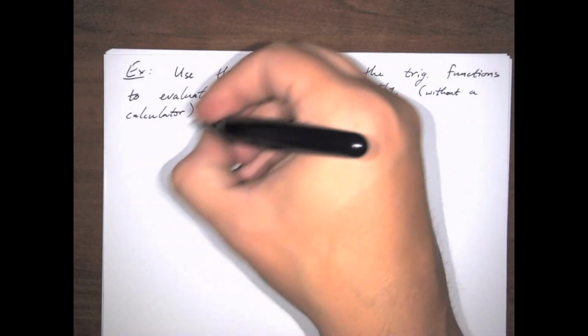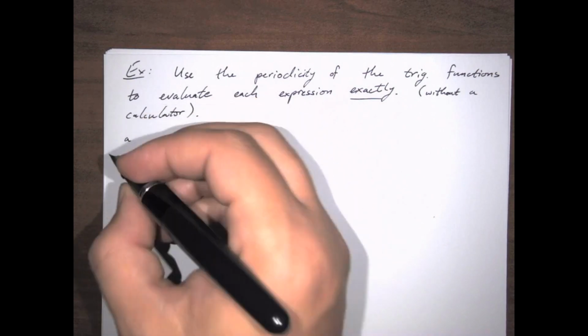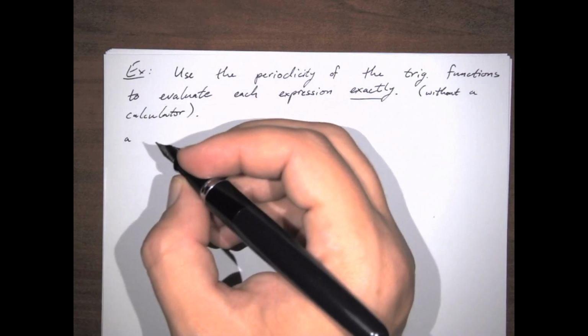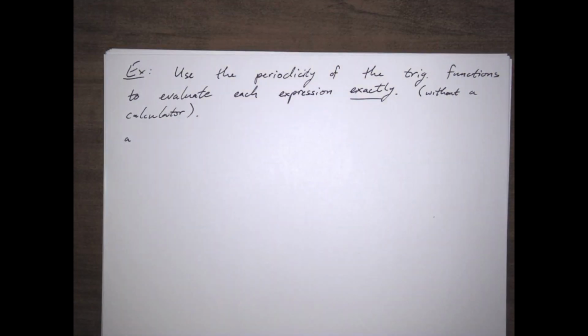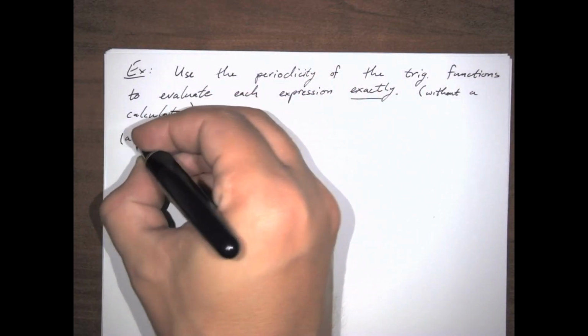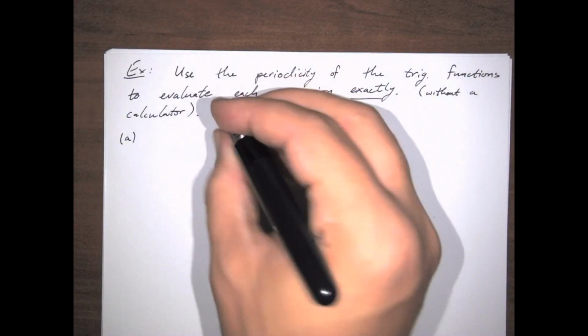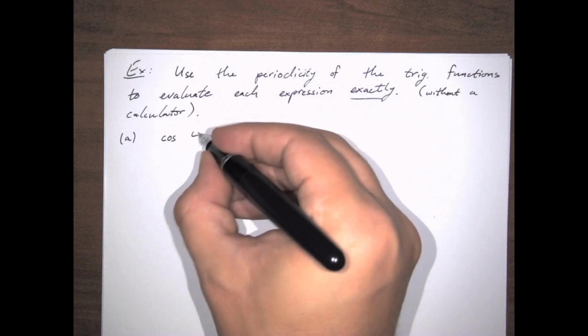The code word "exactly" usually means that. Where calculators are involved, they start producing decimals, and so we have gone from the world of the exact into the world of the approximate as soon as you start rounding things, even if you round it to like 12 decimal places. All right, let's start here with something like the cosine of 420 degrees.